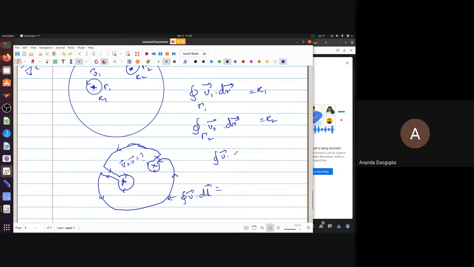Let me remind you once again, the integral of V dot dl is the integral of curl of V dot dS. So if curl of V is 0 everywhere inside the contour, and it's ill-defined nowhere, it's defined everywhere and it's 0 everywhere inside the contour, how much should the line integral be? 0. Exactly. So for this big deformed contour, the line integral is 0.